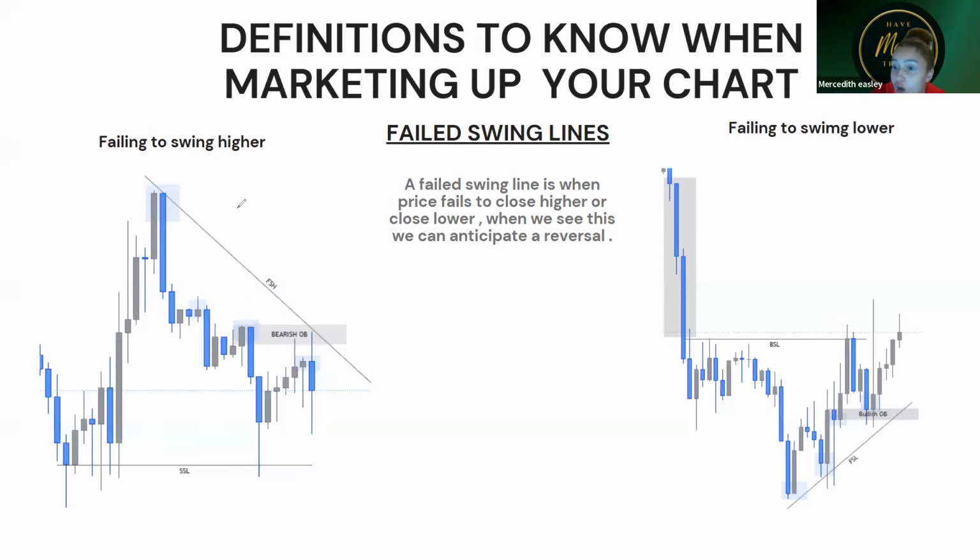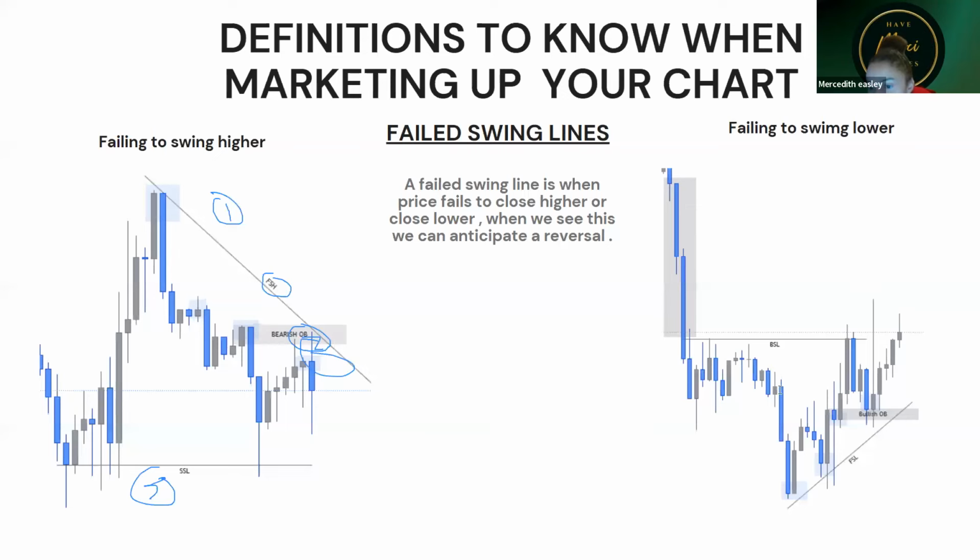One confluence, confirmation of why I want to get in a sell. One, price is failing to swing higher. Two, price is rejecting off my order block. Three, I have sell stop liquidity below. So I'm entering when it hits my order block for a sell.